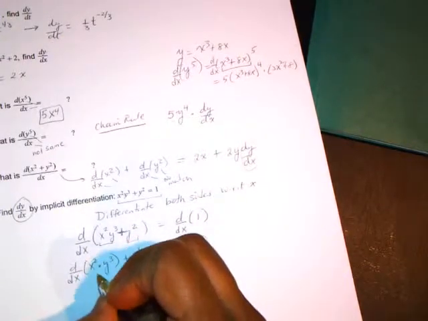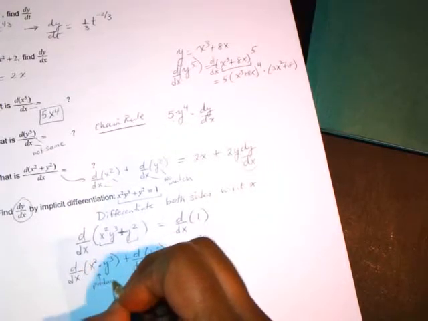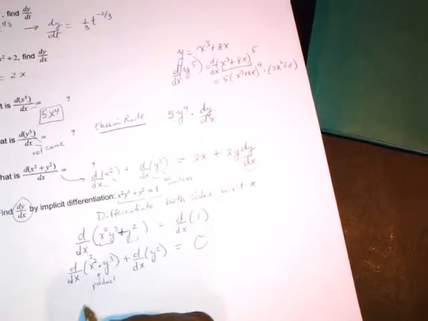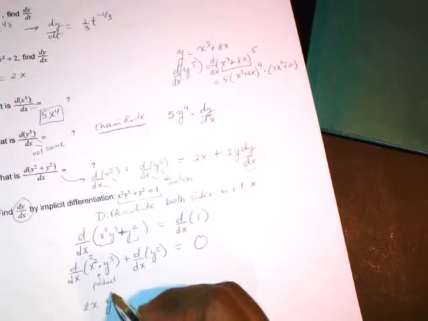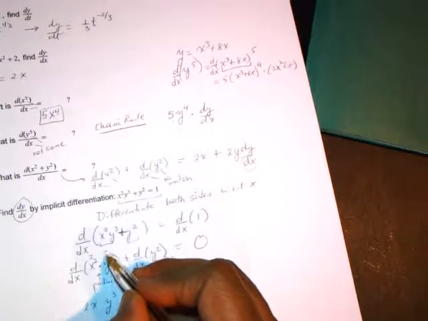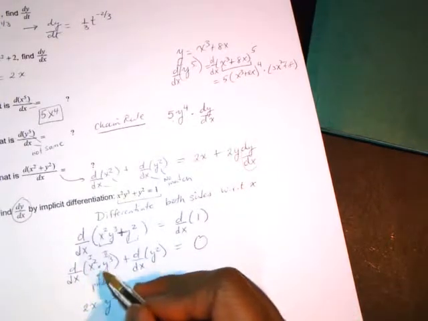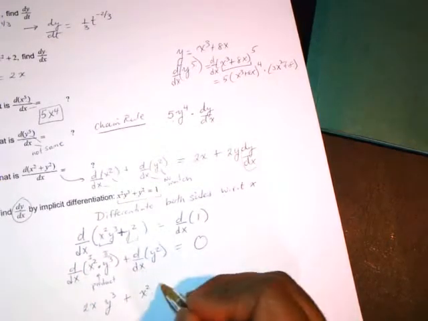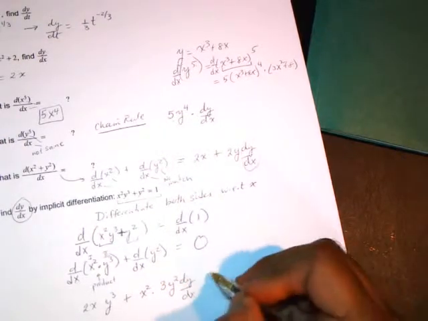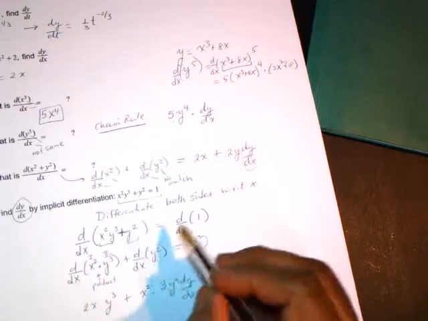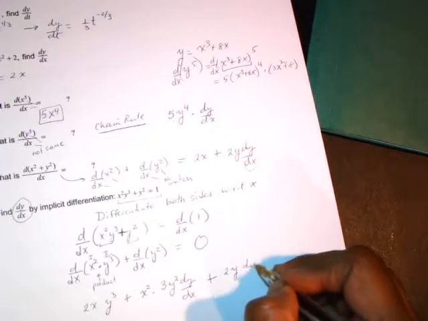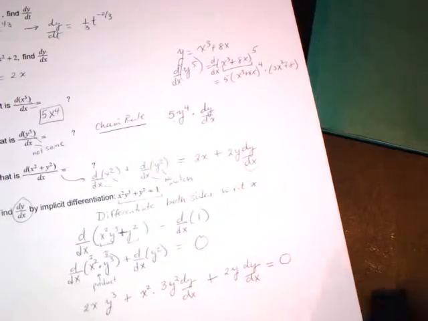Now over here you have a product, so you have to use the product rule. The product rule states that you take the derivative of the first, and that would be 2x, keep the second as it is, plus keep the first as it is. Now do the derivative of the second, but here the variables don't match, so when you take the derivative you get 3y squared dy/dx. Plus, we're done with this piece. Over here the variables don't match, so when you take the derivative it's chain rule, 2y dy/dx equals 0.